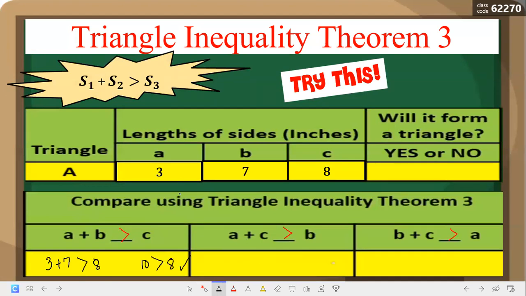Yes. Then for this one, we have 3. So i-substitute na natin agad. So 3 plus 8 greater than B, which is 7. So 3 plus 8, that is 11 greater than 7. So is 11 greater than 7? Yes. For this one, we have 7 plus 8 greater than 3. So 7 plus 8, that is 15 greater than 3. So is 15 greater than 3? Yes. So will it form a triangle? Yes or no? Yes. Kasi lahat naman po ay nag-check.